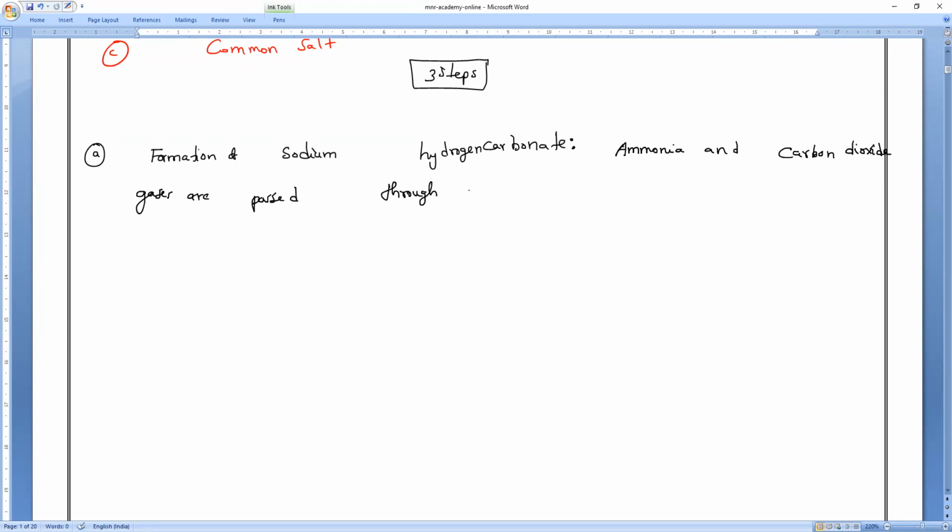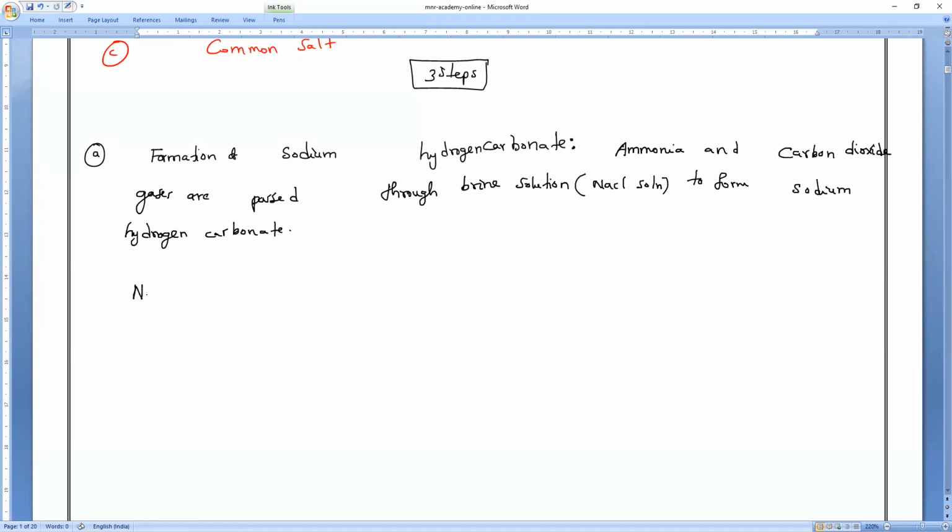What do you mean by brine solution? Concentrated salt. Yes, high concentration of salt. Brine solution means sodium chloride solution. Yes or no? All of you? That is sodium chloride solution, to form sodium hydrogen carbonate. Any problem for anybody? So let us write the equation.